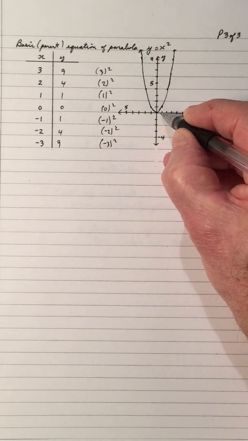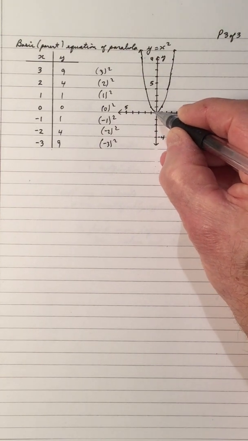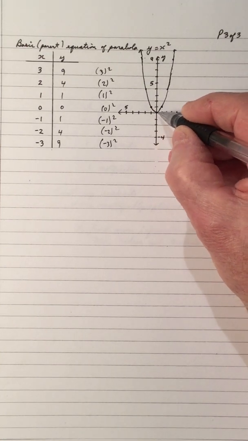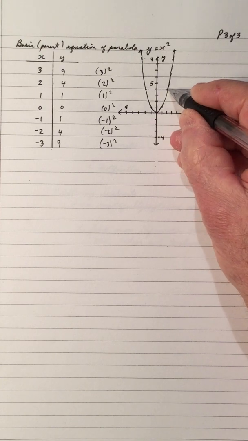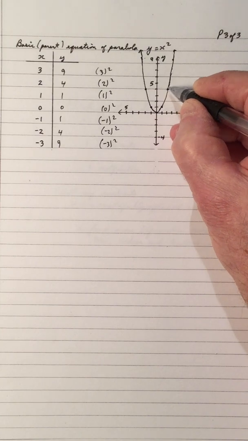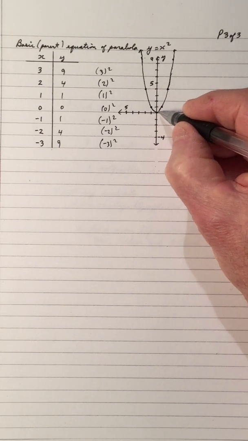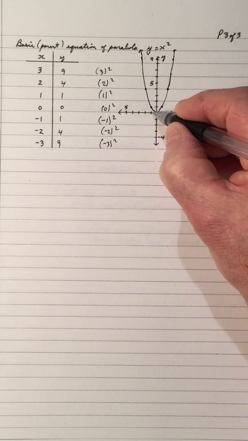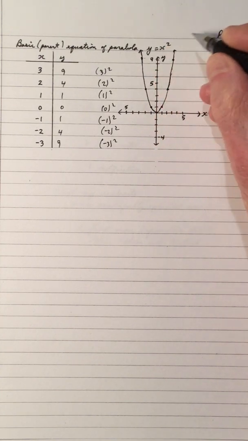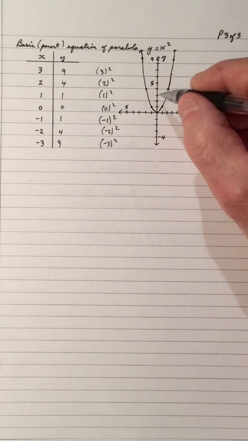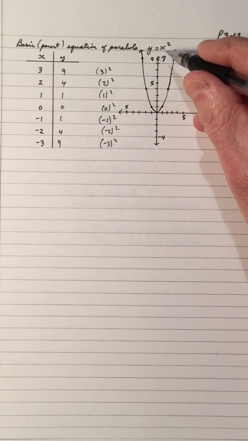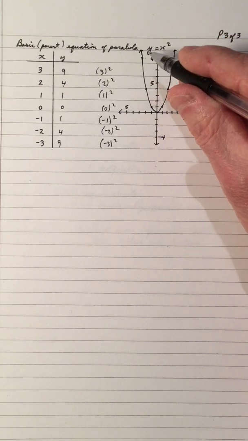Notice when I move one unit to the right and one unit to the left, I have the same y value. When I move 2 units to the right and 2 units to the left, I have the same y value of 4. When I move 3 units to the right and 3 units to the left, I have the same y value of 9. So notice this is a curved shape made up of, if you want to say, almost two lines.